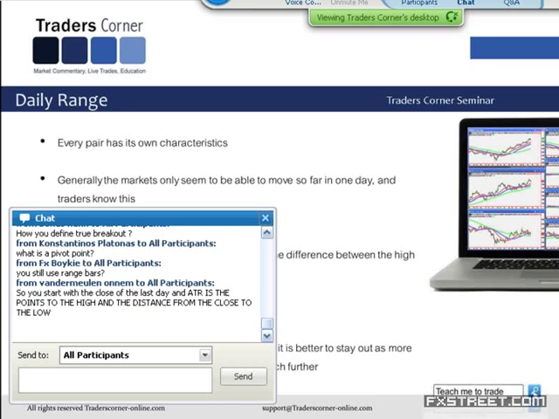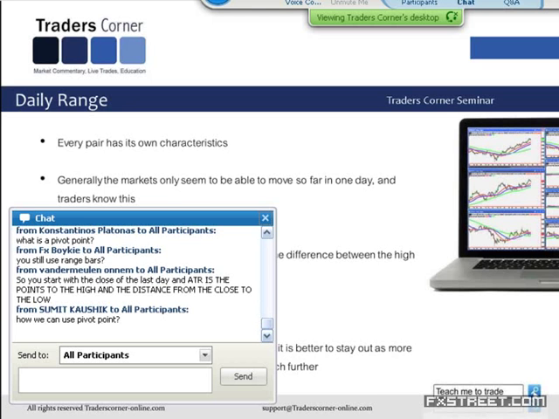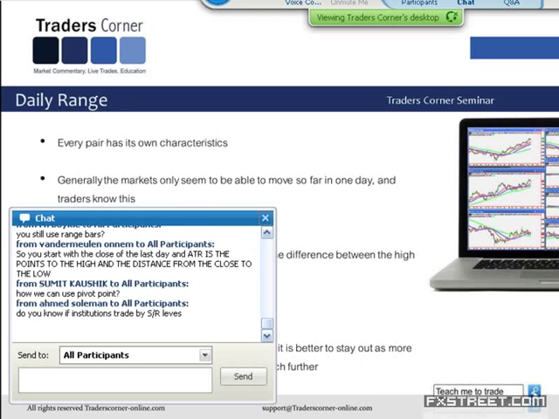Yes, FX Boyki, I still use range bars. They're my primary entry method now. No, it's just literally high to low, Van der Meulen. Literally high to low. So the lowest point to the highest point for that day.